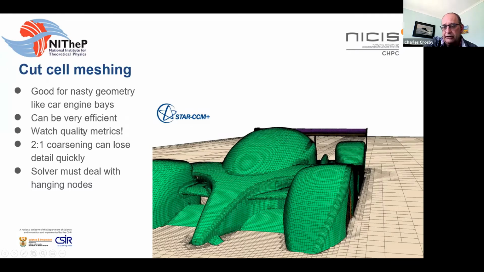So you've got to watch your quality metrics here, although it's a very efficient way of meshing because you don't have a propagation of grid lines into the domain. But you do have to watch for this inherently 2-to-1 refinement. So 2 cells convert into 1 cell. And that means that anything that changes on that length scale is completely lost when you get to that size of grid.